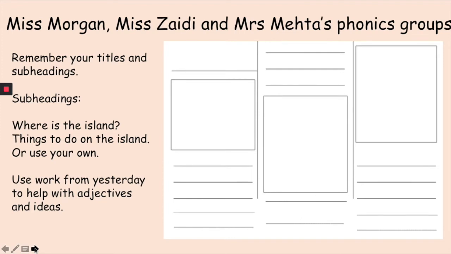Now remember your titles and subheadings and subtitles because they are not included on here. But some examples are, where is the island? Things to do on your island. Or you can use your own. We will be very impressed if you try to make your own subtitles. You can use your work from yesterday to help you with your adjectives and your ideas. Remember to use lots of adjectives so that it is more descriptive and we know a little bit more about what your island would look like.